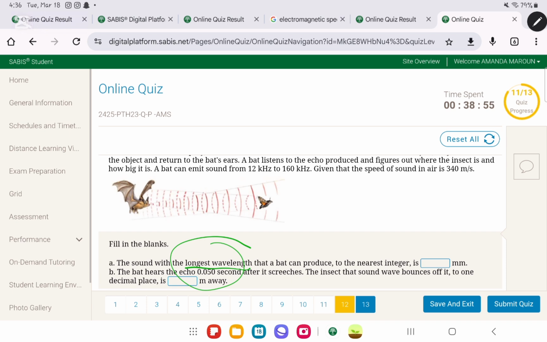Okay, first thing we need to know is that wavelength, lambda, is equal to the speed v over frequency. Okay, how did we get it?